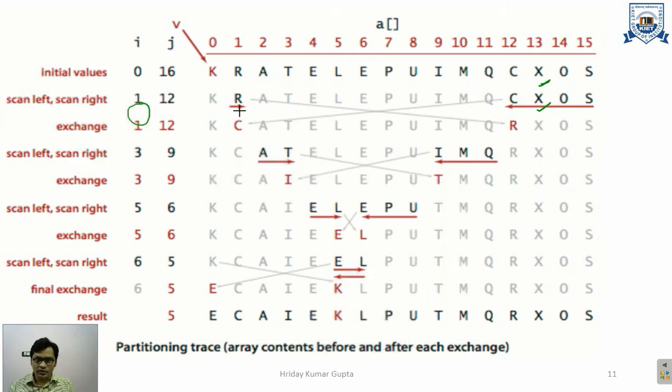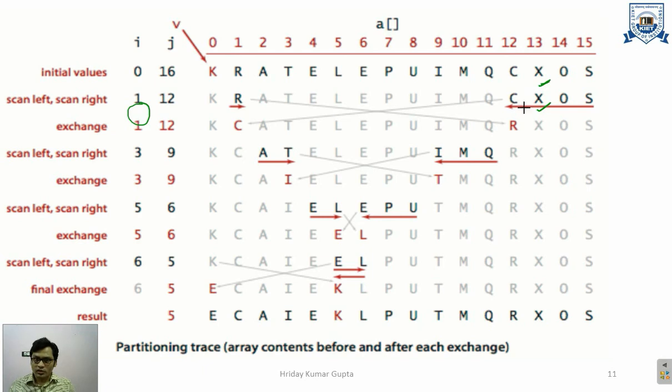So see, this is the K element, the pivot element chosen is K, right? I am moving from right to left and looking for an element smaller than K. So you find: is S smaller than K? No. Is O smaller than K? No. Is X smaller than K? No. Is C smaller than K? Yes. Now I am going to exchange this one, right? So K is going to exchange with this C.